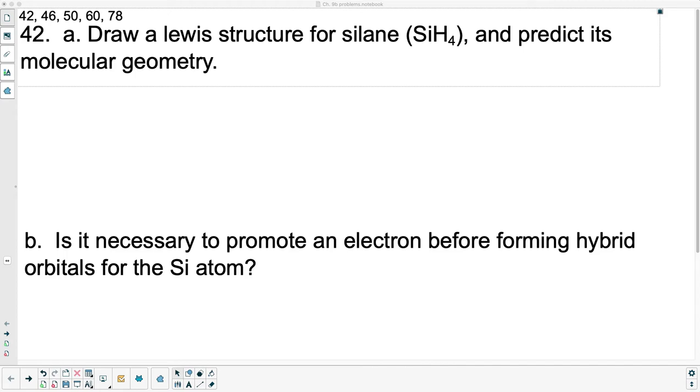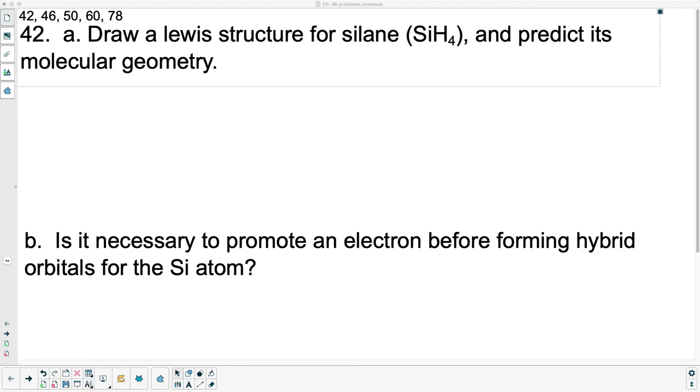This is 9B problems, number 42. We're going to start off 42, 46. Stop at 50 and do part 2, then for 50, 60, and 78. So 42A, draw a Lewis structure for silane.